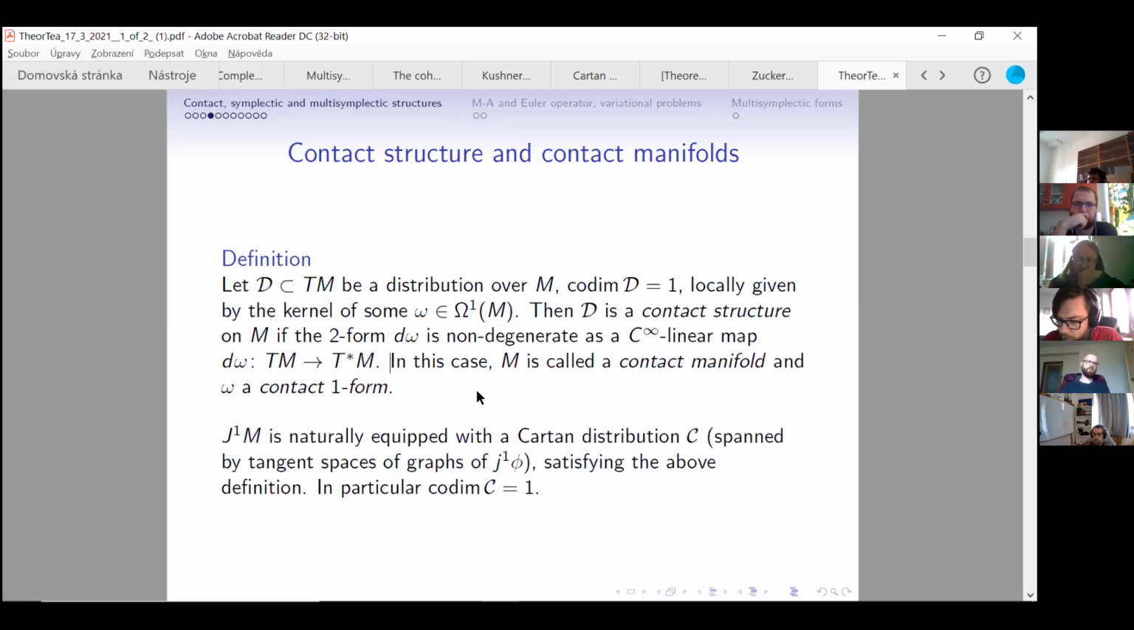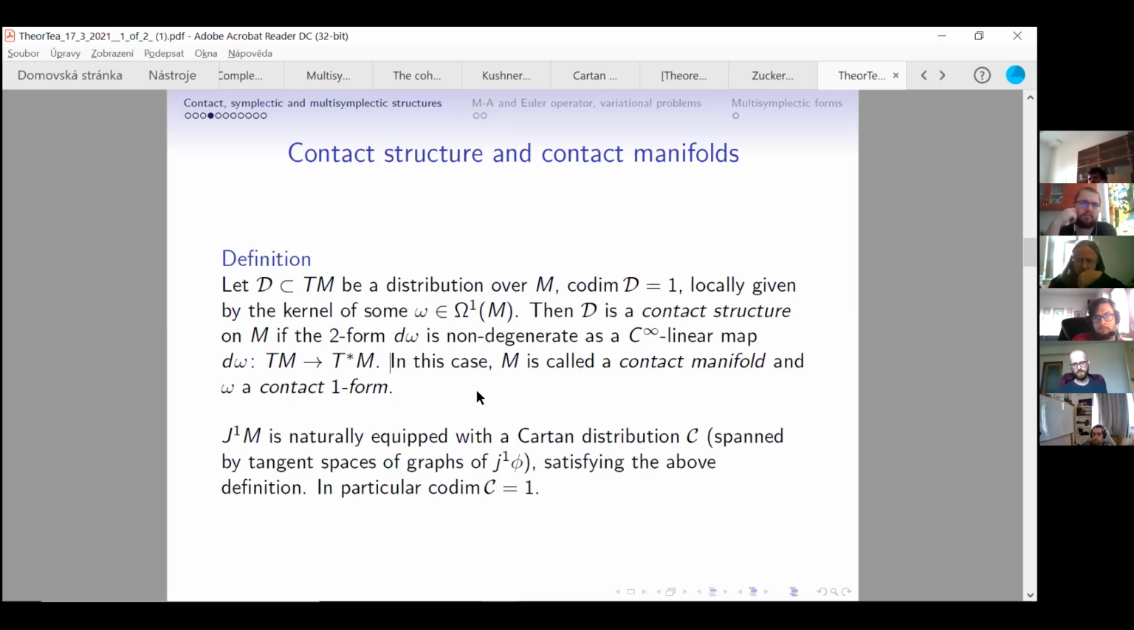Yeah, and this means that locally we can pick an omega one-form, and the distribution will be given as a kernel of this form. If the two-form is non-degenerate, then we call the D given by the kernel of this form a contact structure. Yeah, and this expresses the fact that D is completely non-integrable. So if M is equipped with such a structure, we call it a contact manifold.